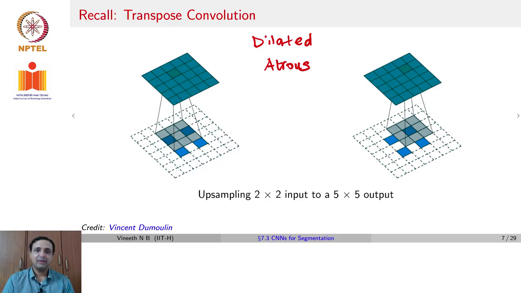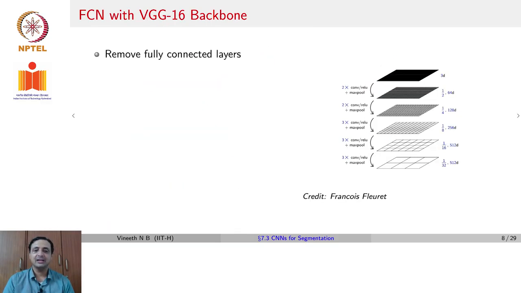So now in FCNs, this is the idea that's used to upsample after a certain level. Let's see an FCN architecture with a VGG backbone. If you have a VGG16 backbone, the first thing that was done in FCN is to remove all the fully connected layers. So what you have now are only the convolutional layers of VGG16. You can see all the standard feature maps of VGG16.